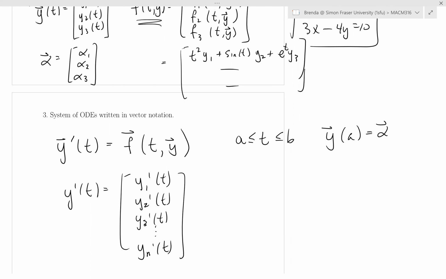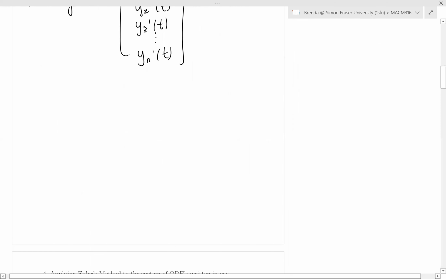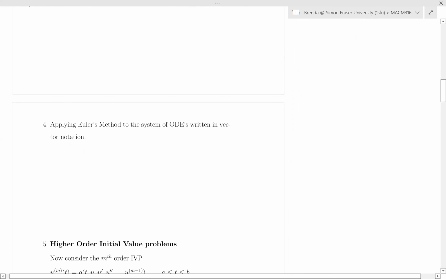Okay, I think that's a great place to stop. We're going to come back on Monday and try to apply Euler's method to that system, and then we're going to learn how to turn the higher order equations into these systems.